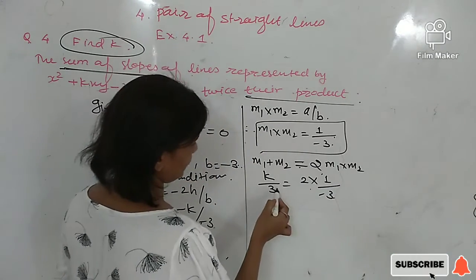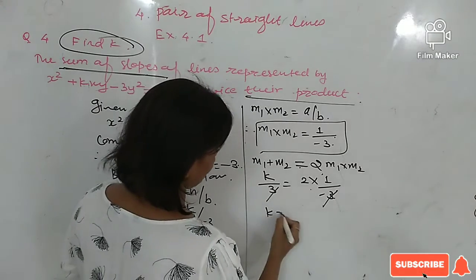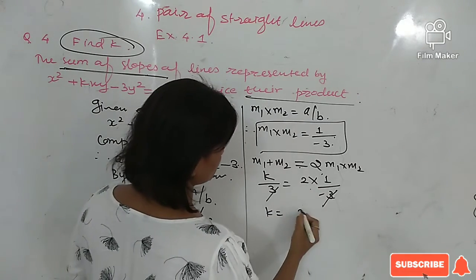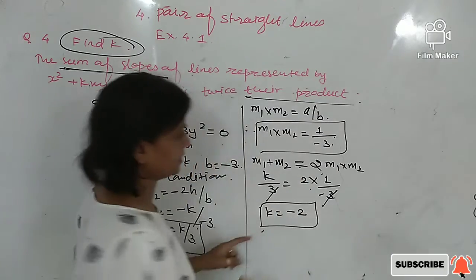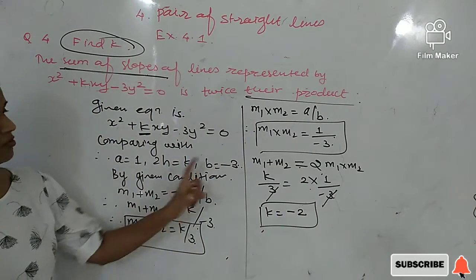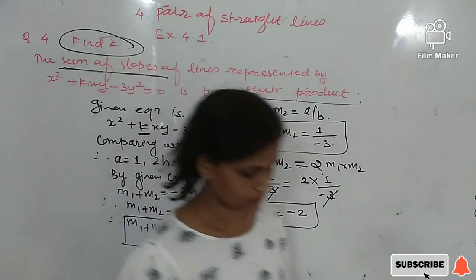So you can cancel the 3 and 3. The k value we get is 2 into 1, which is 2, with the minus sign. So k is minus 2. This is the solution for this question: find the value of k. The value of k is minus 2.